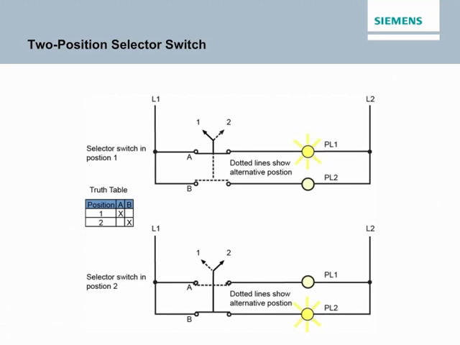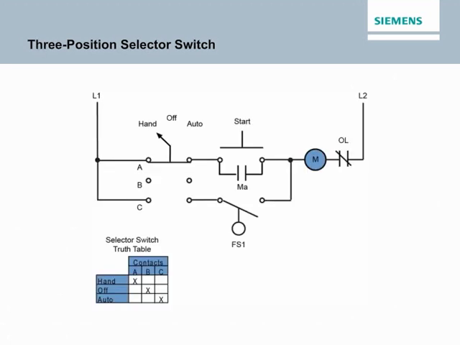For a simple 2-position switch, a truth table has a limited value, but as the number of switch positions increases, the value of the truth table increases. A 3-position selector switch can be used to select any of the 3 closed contact positions. In the accompanying illustration, the selector switch positions, hand, off, and auto, are used to determine how contactor coil M for a pump motor can be energized.